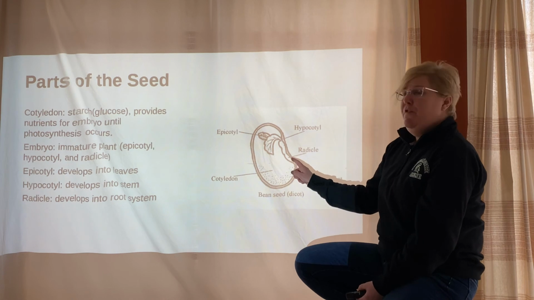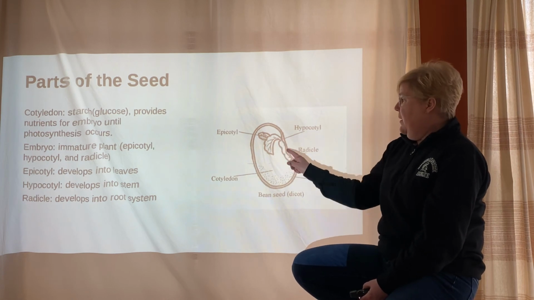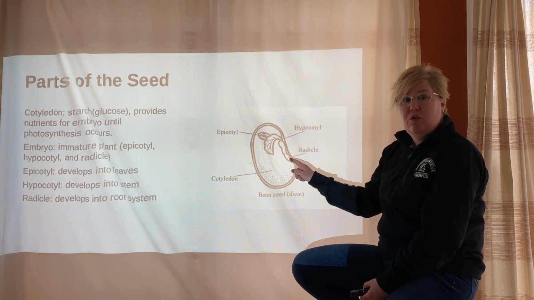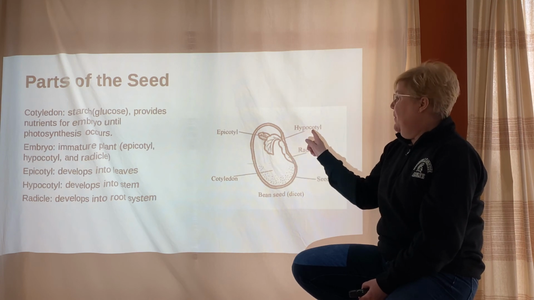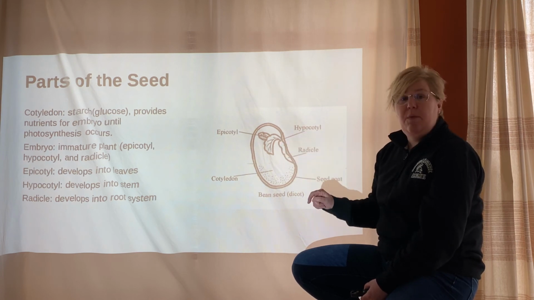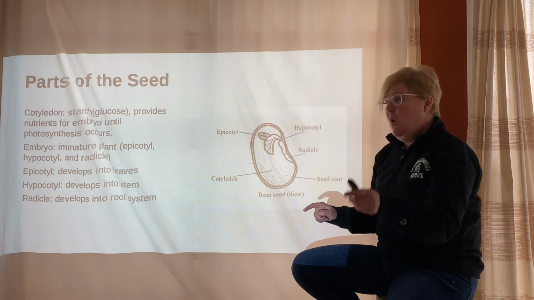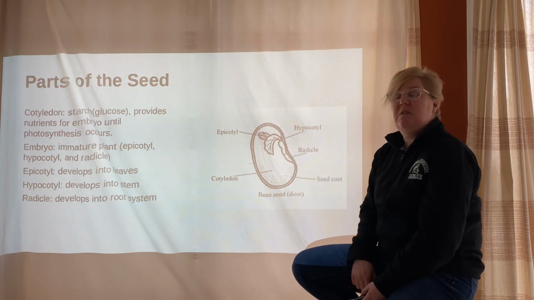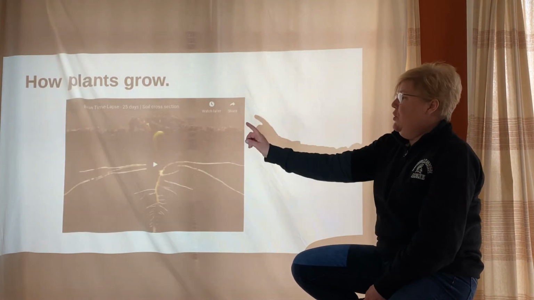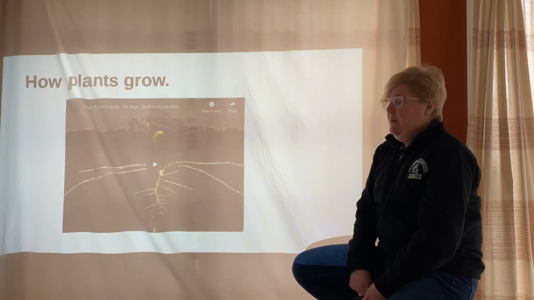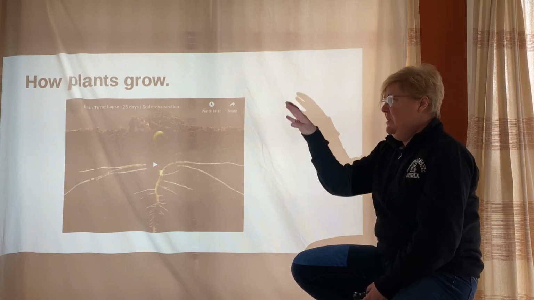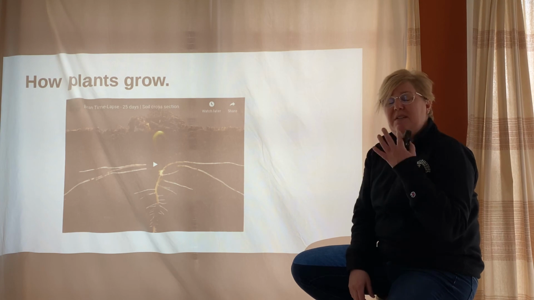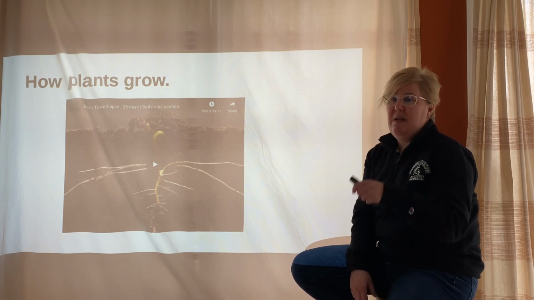And then you find this is the embryo, and the embryo has a radicle, which becomes the roots, a hypocotyl. This little spot is going to become the stem, but most important of all, the epicotyl becomes the leaf. And so you'll be able to watch this time lapse of a green bean growing, and you can see it growing, and it developed from that tiny little embryo that was inside that seed.